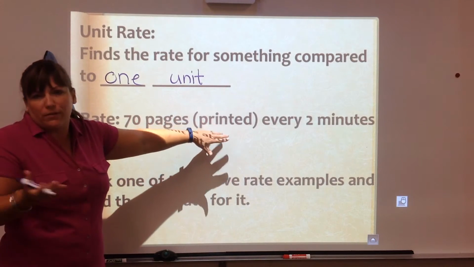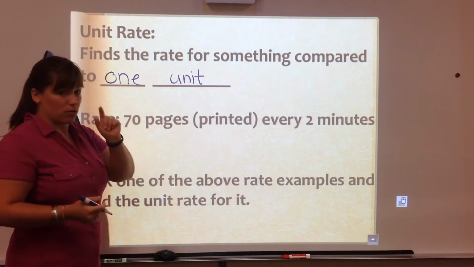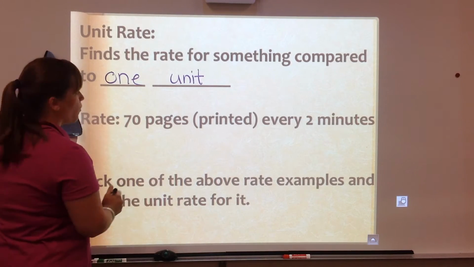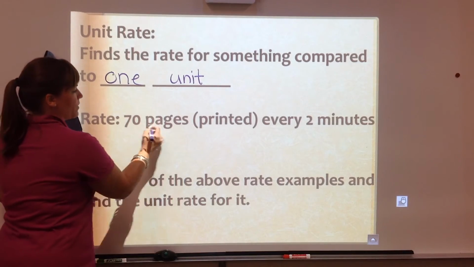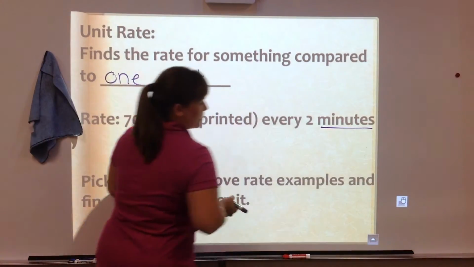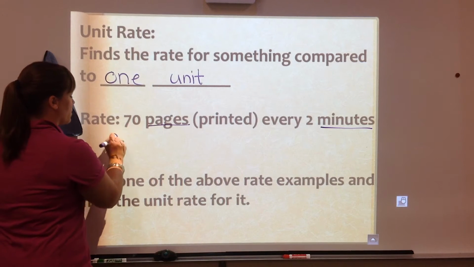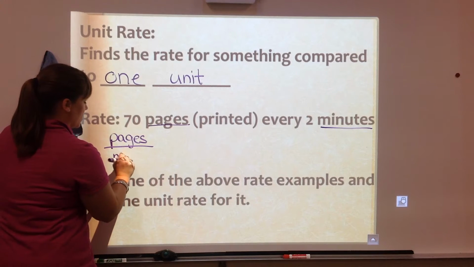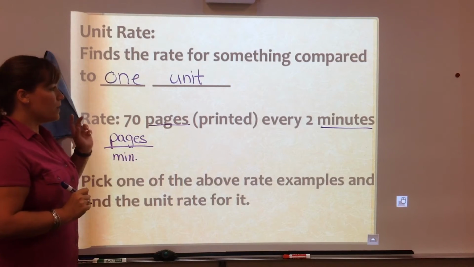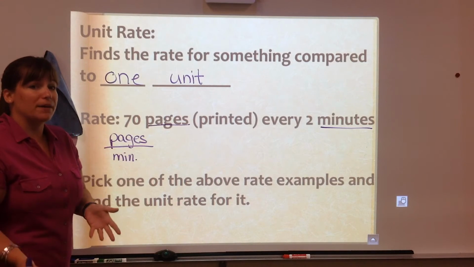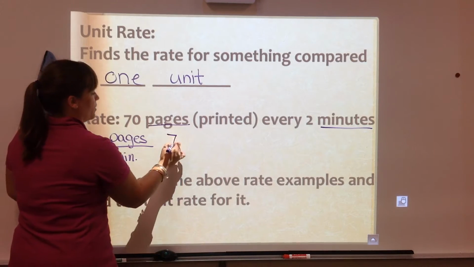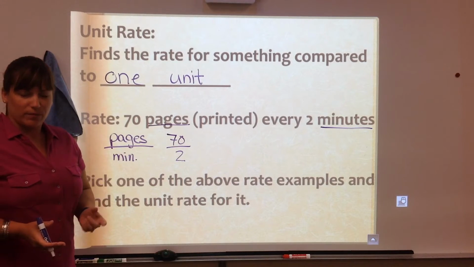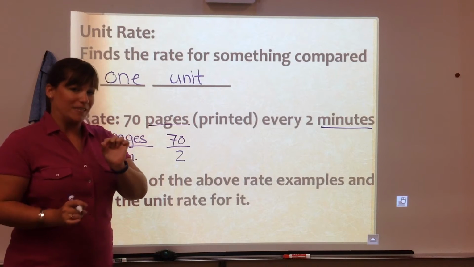So here's one of the examples from that box. 70 pages that were printed from a copier, say, every 2 minutes. So, just like our example in our blue foldable, we're going to start with words first. What are our topics? What are we comparing? Comparing pages to minutes. So I'm going to start writing pages in the numerator and minutes in the denominator. Then I'm going to plug in my numbers associated with those units. And now I'm going to simplify. But this time I'm going to do it a little bit more sophisticatedly.